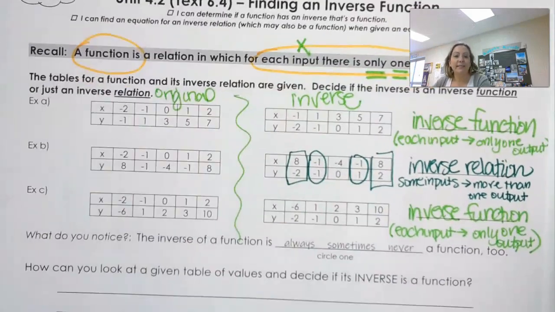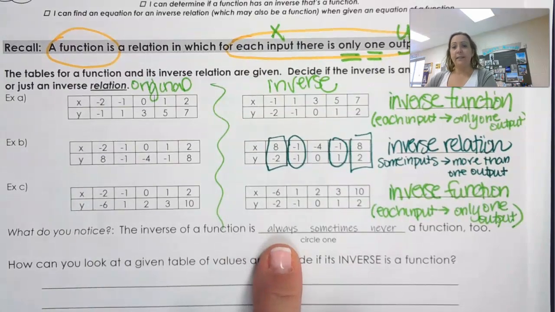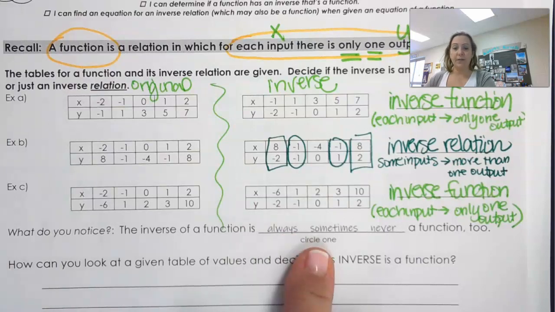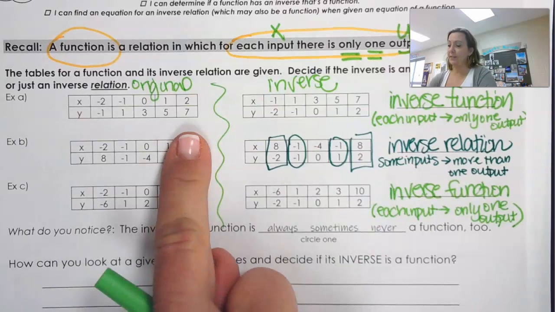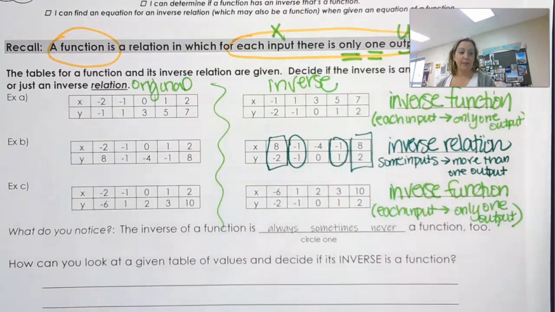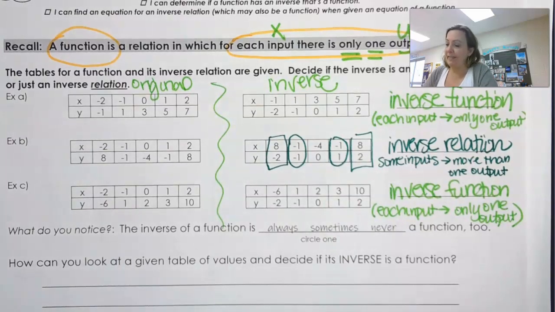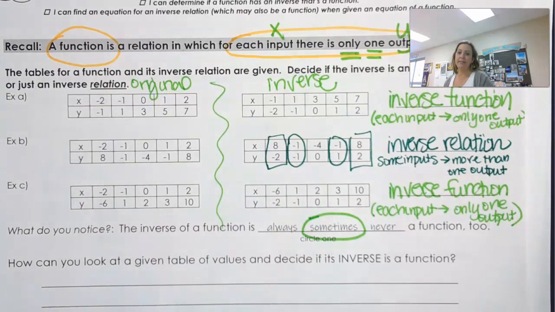So what do we notice? Always, sometimes, never. The inverse of a function is it always, sometimes, or never a function too? Well, here was a case where the inverse was a function. Here was a case where it wasn't. So what that means is that the inverse of a function is sometimes a function too. Sometimes it is, and sometimes it's not.